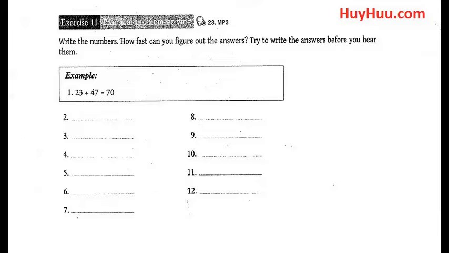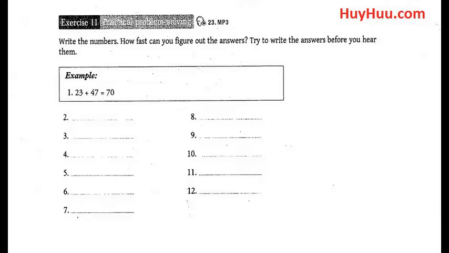Number 5. How much is 24 times 5? The answer is 120. Number 6. How much is 70 times 4? The answer is 280.